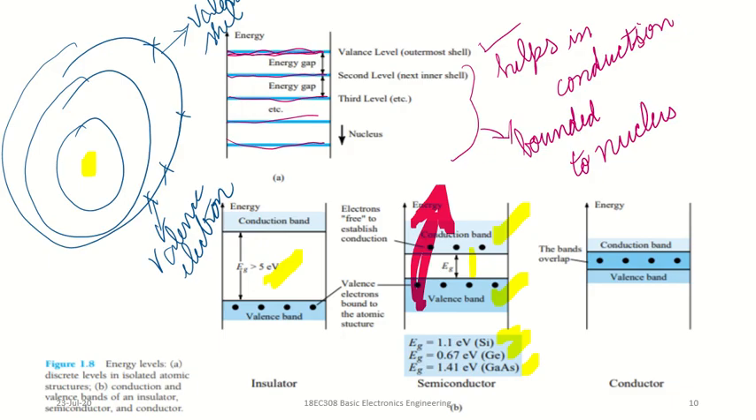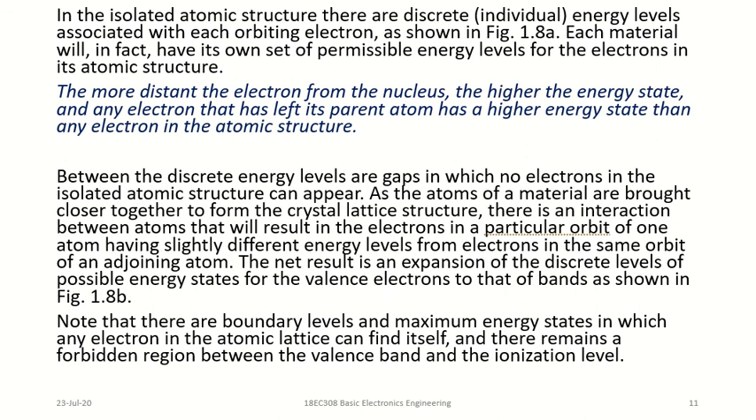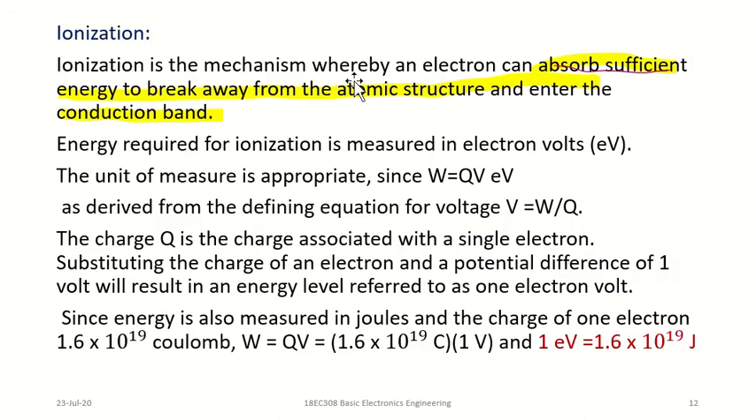But in a conductor, there is no need of any external energy at all, because the valence band and conduction band are overlapping. But if you take an insulator, the gap is very large, greater than 5 electron volt. So ionization is the mechanism whereby an electron can absorb sufficient energy to break away from the atomic structure and enter into the conduction band. And the energy required is measured in electron volt.